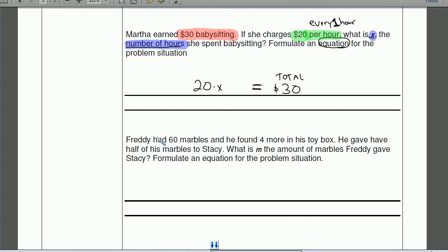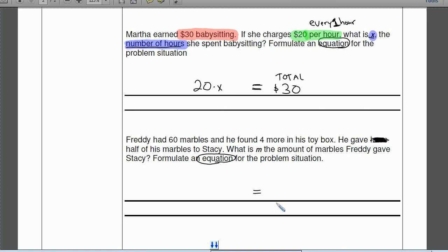Okay, so let's look at this next one. Freddy had 60 marbles and he found 4 more in his toy box. He gave half of his marbles to Stacy. What is M? The amount of marbles Freddy gave Stacy. Formulate an equation for the problem situation. So we need an equation, so we need an equal sign.